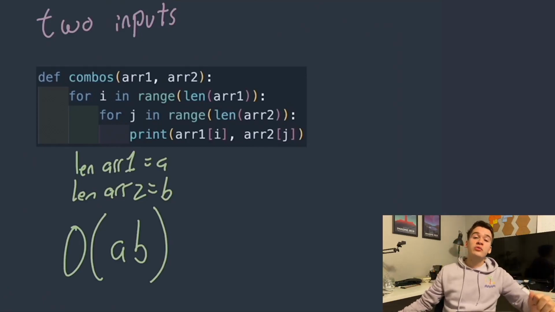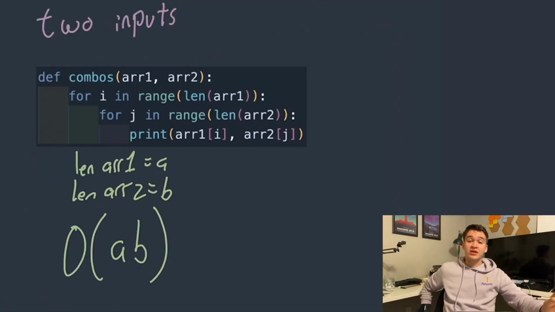Now, the final rule I want to talk about, and this is really important, and I see a lot of people mess this up, is how to approach what happens when you have 2 different inputs that have different sizes.